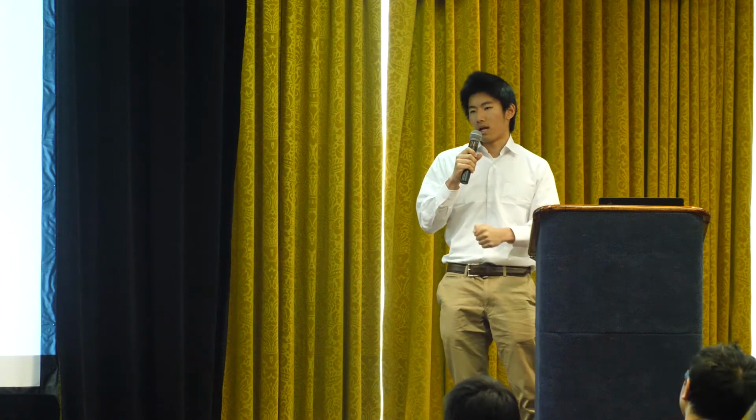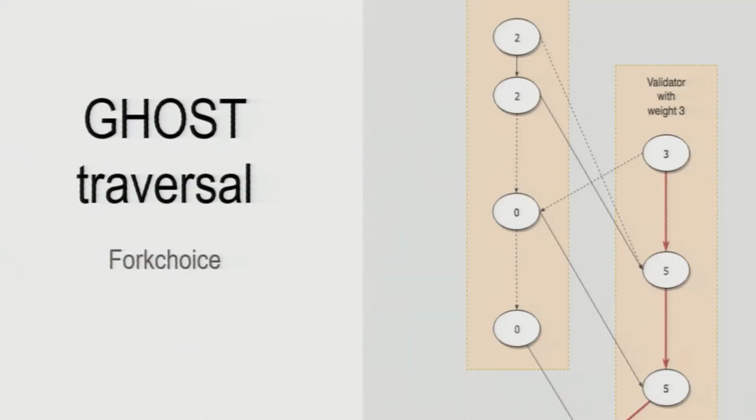That red bold arrow that you see is what is termed the fork choice. This is the path that leads to the latest block, and if you were a validator, you would want to build on top of this block, the topmost block on the right validator's column.